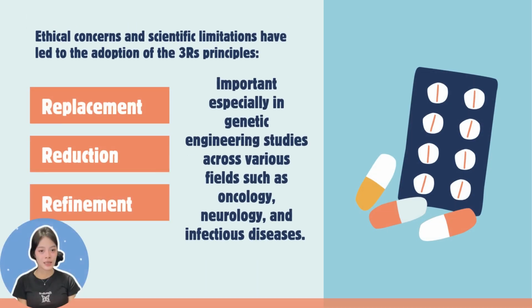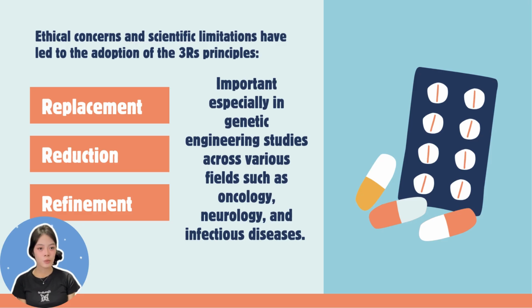It is important in clinical research, often involving animal models to assess safety and efficacy. However, ethical concerns and scientific limitations have led to the adoption of 3R principles, which are replacement, reduction, and refinement. This is to minimize the animal use and suffering. In genetic engineering studies across fields like oncology, neurology, and infectious diseases, applying this principle is particularly important.